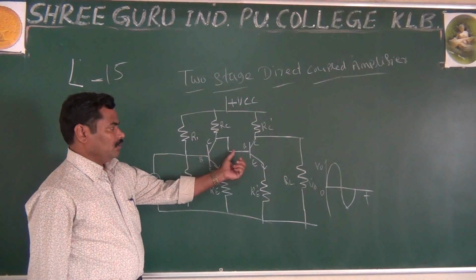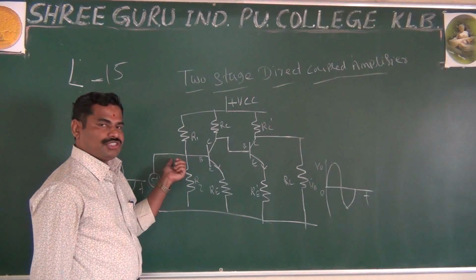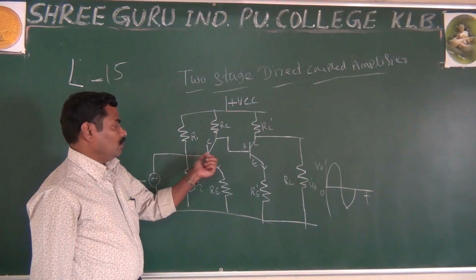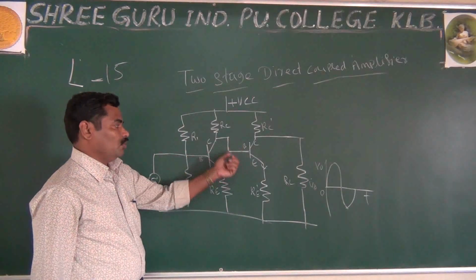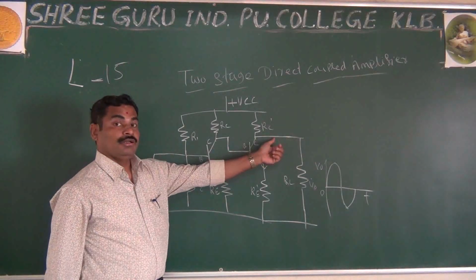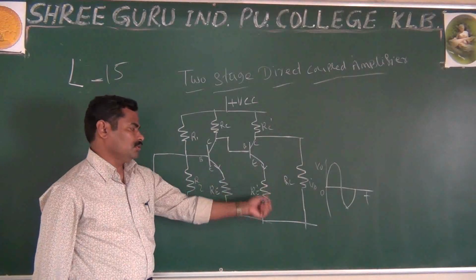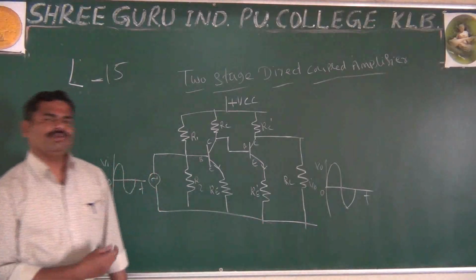So look here, as I said, people, you are not using any coupling capacitors. In your RC coupled or normal CE amplifier you use coupling capacitors, but on the input side you are not having any coupling capacitor, and on the output side also you are not having any coupling capacitor. Also, you are not using any bypass capacitor for the first stage or for the second stage. And how does it work?